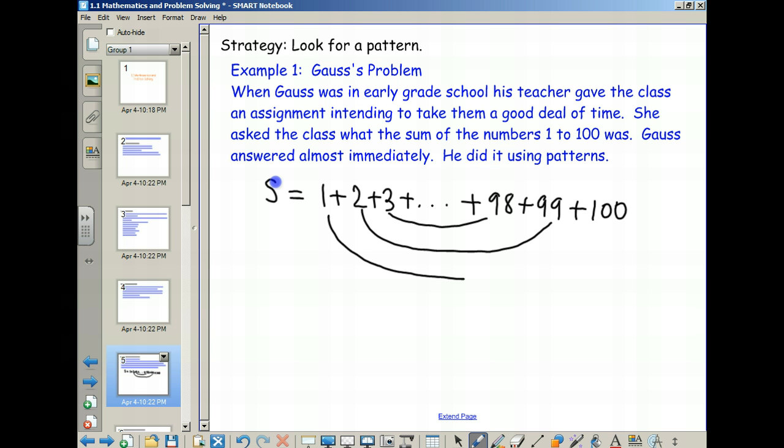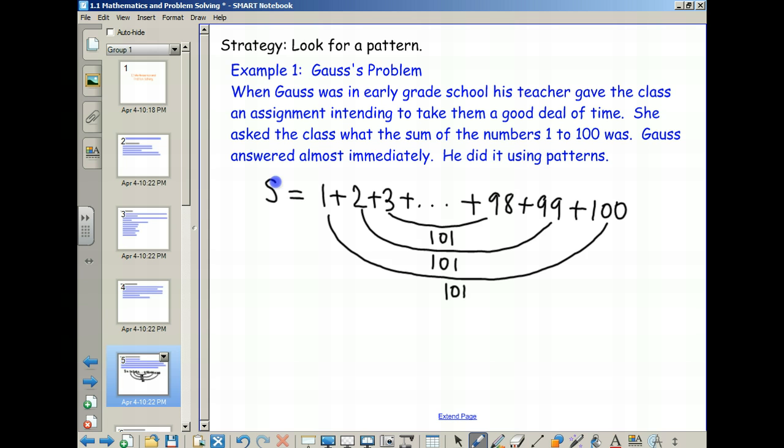All right, so what is 1 plus 100? 101, right? Sure. What is 2 plus 99? There's 100 of those, aren't there? 101. 3 plus 98? 101. Do you notice a pattern? Yeah. So if you pair them together, they all add up to 101. And you can keep working your way inward and do this.